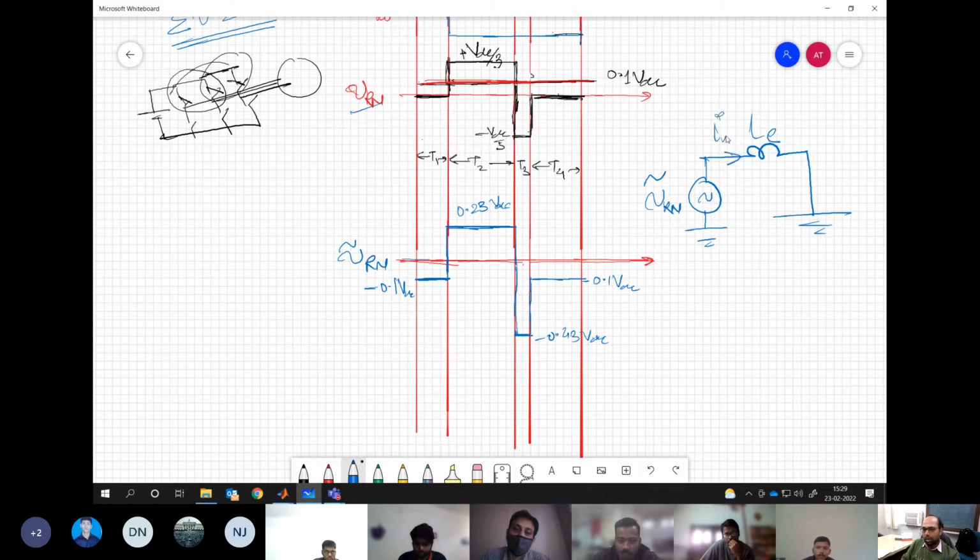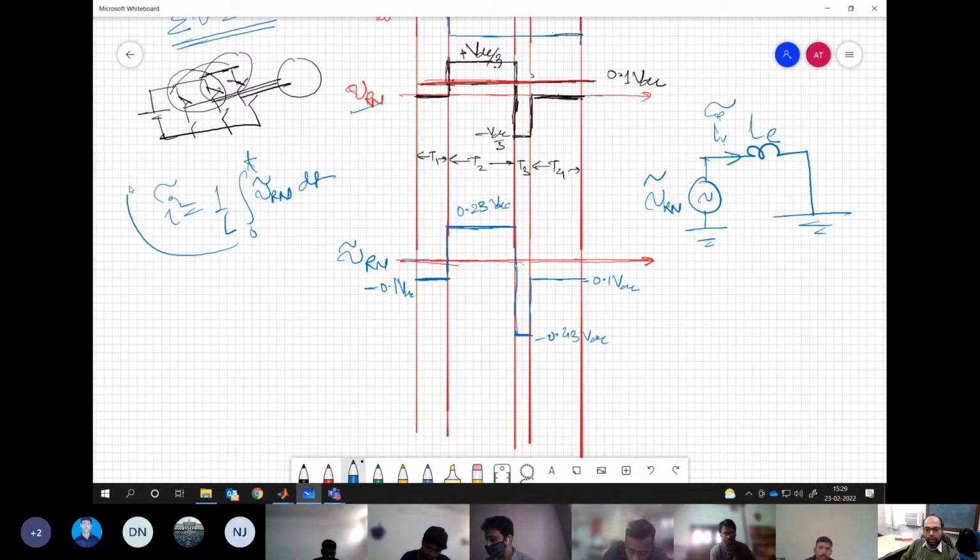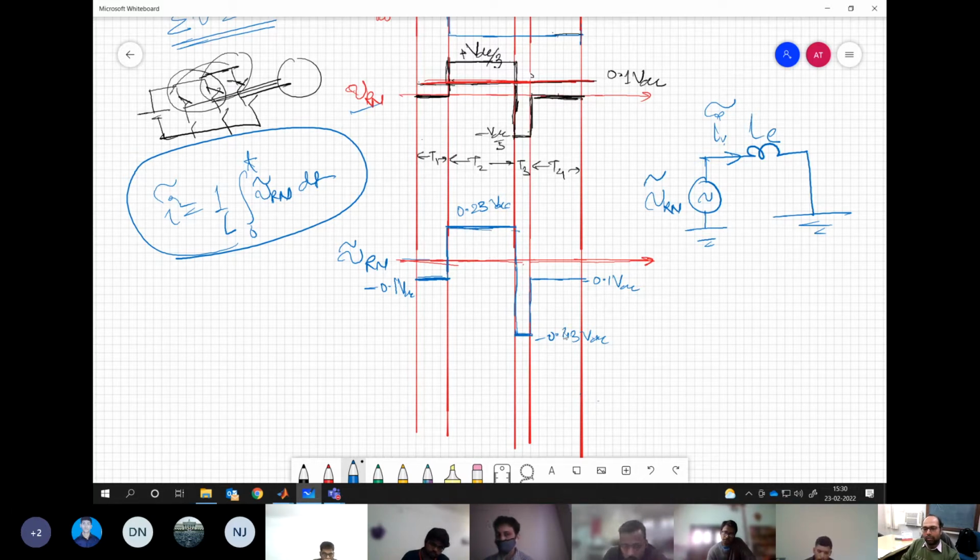So now what is current? Current is simply the integral of this complete VRN over the interval 0 to t. But we see that there are different segments where the VRN value is changing. Here it is minus 0.1 VDC, here it is plus 0.23 VDC, minus 0.43 VDC, minus 0.1 VDC, right? So we can break all this into 4 segments and write them one by one.